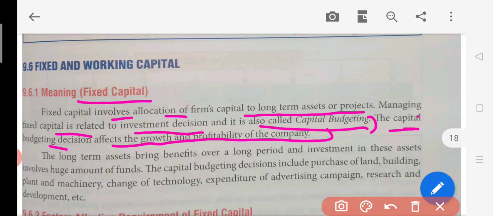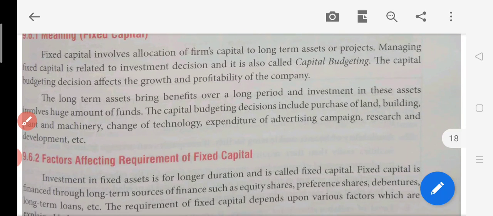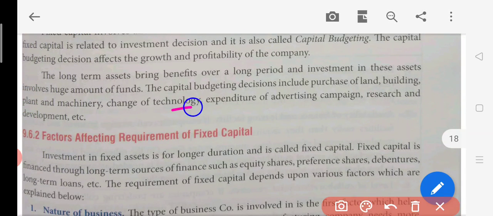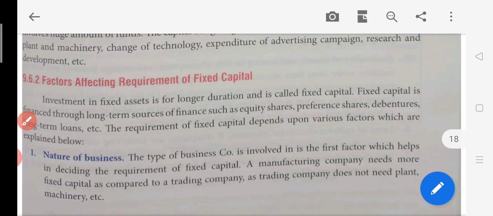Long-term assets bring benefit over a long period, and investment in these assets involves a huge amount of funds. So whenever you invest your money, a huge amount of funds will be invested in the company. Capital budgeting decisions include the purchase of land, building, plant and machinery, as I told you, then change of technology, expenditure on advertisement campaigns, research and development, etc. So all the other related expenditure is included.